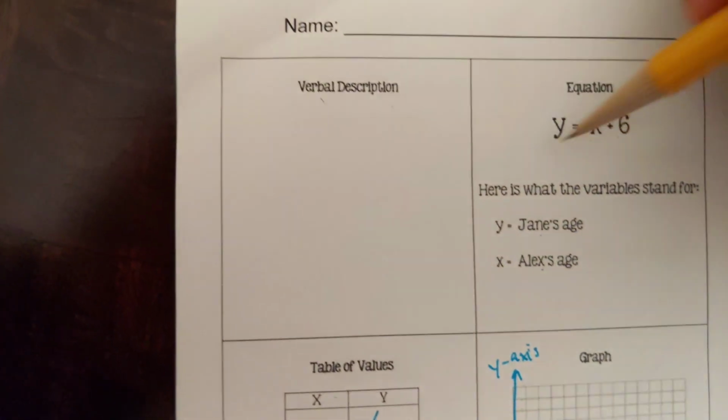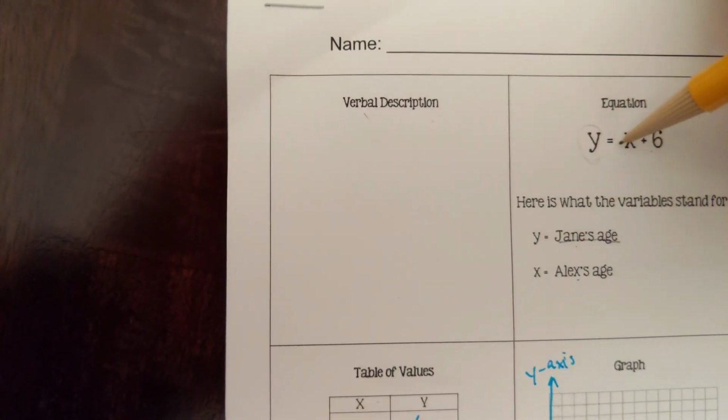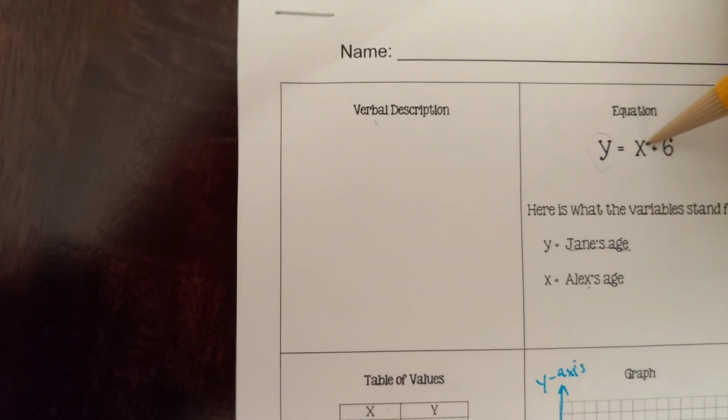The last thing is to do a verbal description. So the verbal description is just like a word problem. You're going to use what you know to make up a word problem. For example, here we know that Jane's age is equal to whatever Alex's age is plus 6. So we're going to say that.